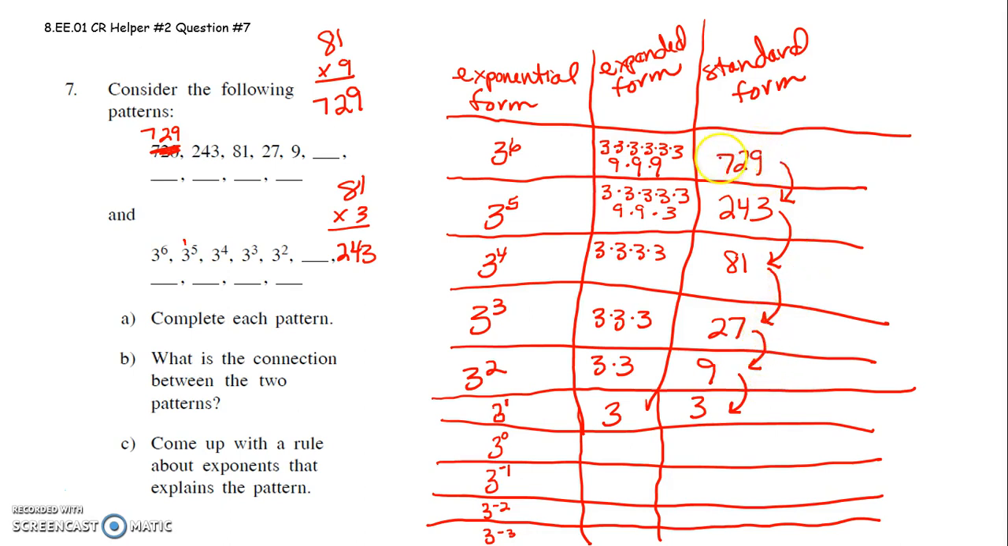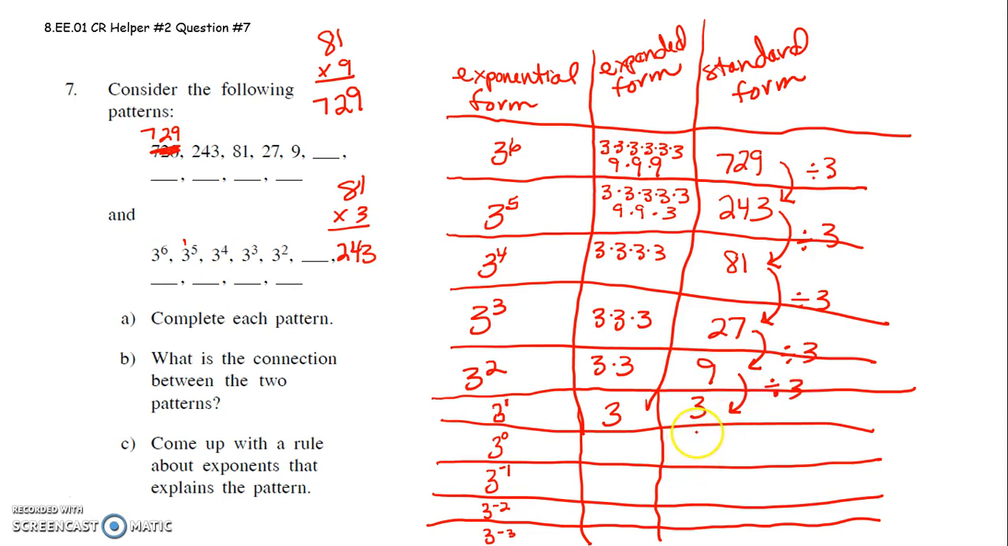Well, guess what? 729 divided by 3 will get you to 243, because from 6 to 5, I have 1 fewer factor of 3 there. 243 divided by 3, check it on your calculator, will get you to 81. 81 divided by 3 will get you to 27. 27 divided by 3 will get you to 9. 9 divided by 3 will get you to 3.